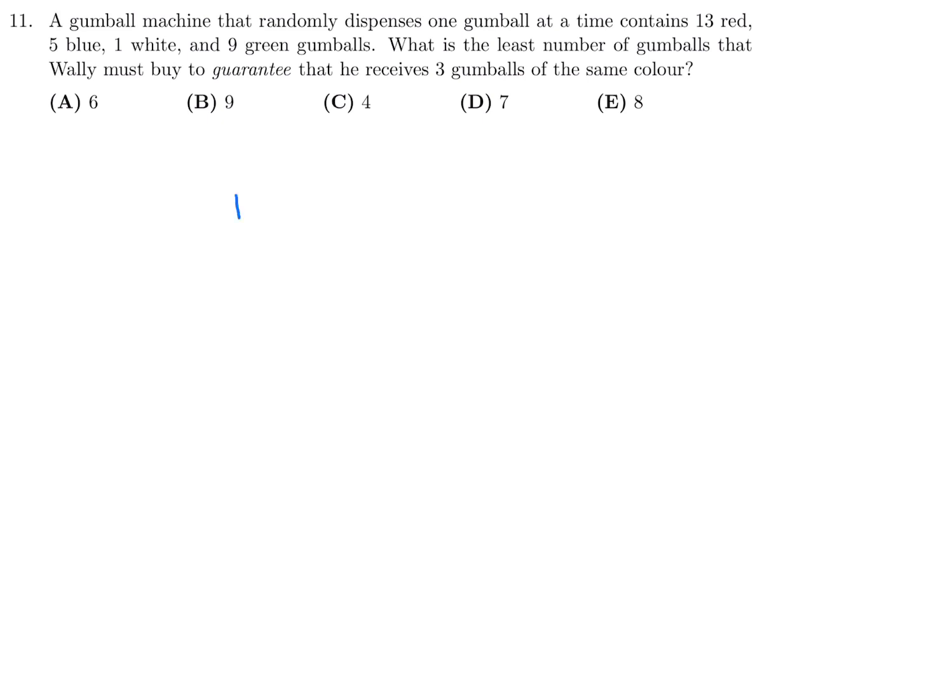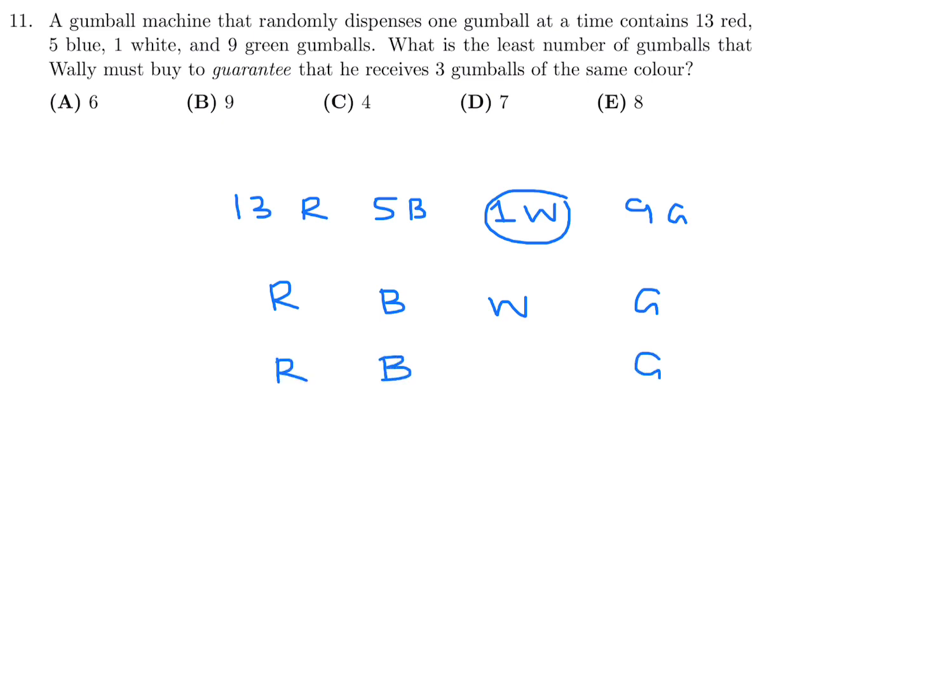That indicates for sure that this is a Canadian math contest. Anyhow, so we've got 13 red, 5 blue, 1 white, and 9 green. So let's say in his first round of choosing, he chooses a red, a blue, a white, and a green. We spread it out so that he's not going to select 3 gumballs of the same color. Since there's only 1 white, that's gone. We've already chosen the white. Let's go to the second round. And again, I'm going to spread it out so that he doesn't choose 3 of the same color. So I choose a red, a blue, and a green.